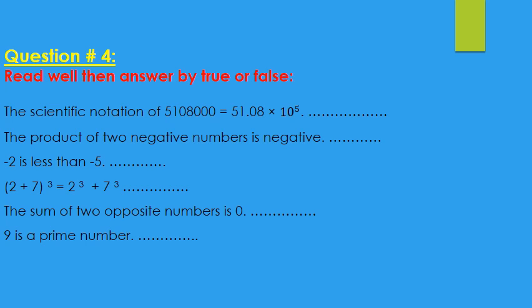We all know that in scientific notation, we should have a number between 1 and 10, but 51.01 is not between 1 and 10, so this is false. The product of two negative numbers is negative. If we have a negative number multiplied by a negative number, it will be positive, not negative, so this is false.